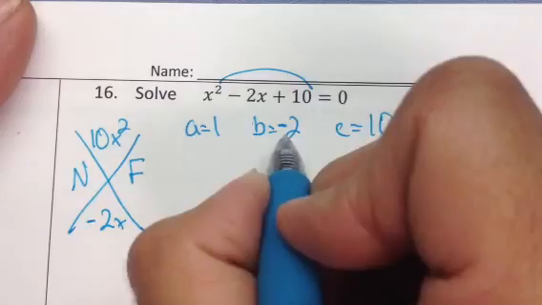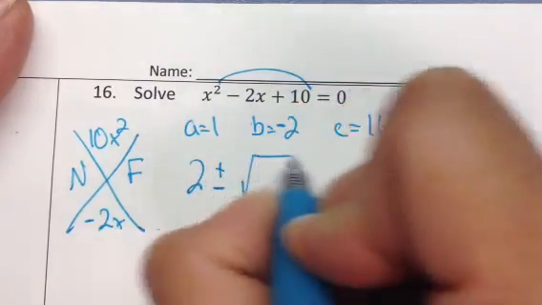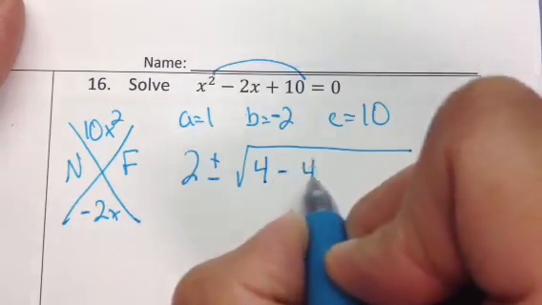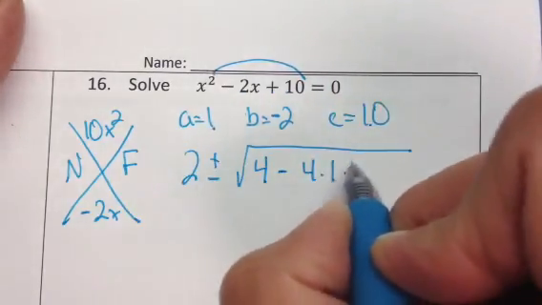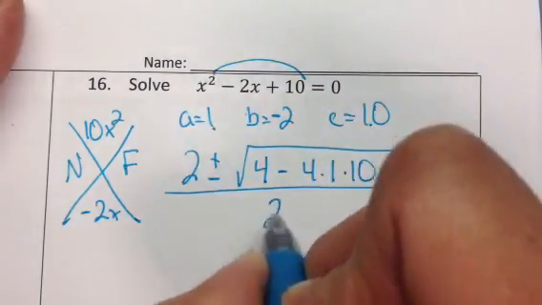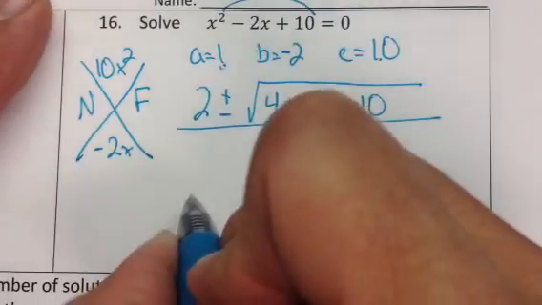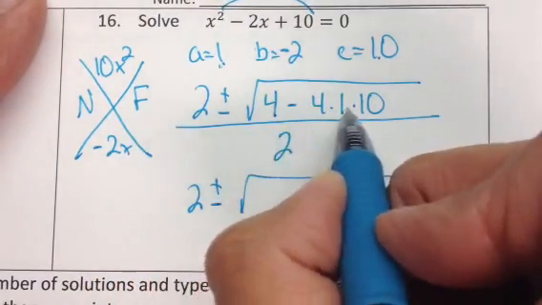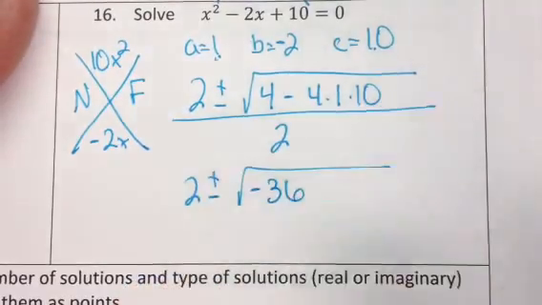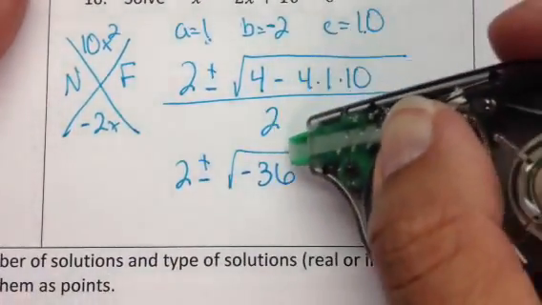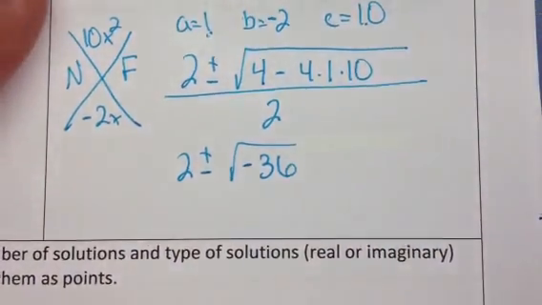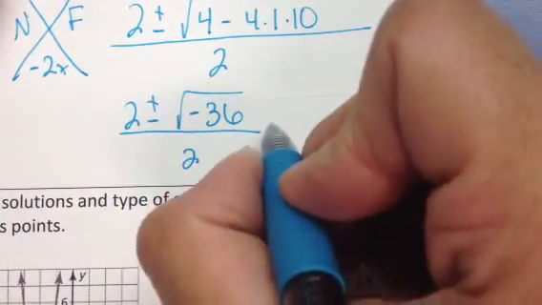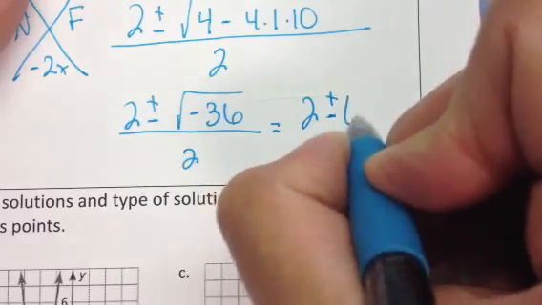So I'm going to take opposite b plus or minus this big square root of b squared, so that's 4, minus 4 times a and c. And it's all over 2 times a, so 2 times 1. So again, I can go to my calculator and type this in. 4 minus 4 times 1 times 10, that's negative 36. I guess I didn't need that whole square root. I could do this. And then it's all over 2. Not only is this imaginary, but it's also perfect. It's plus or minus 6i.